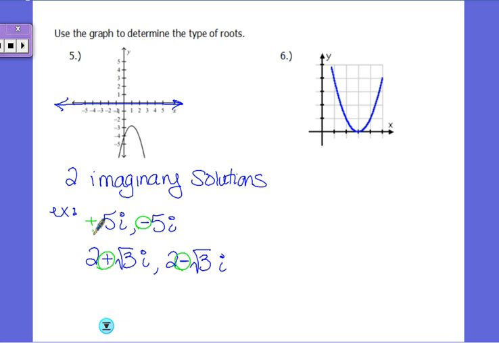For example number 6, we have 1 real solution. Taking a look at that, our solution is 3.